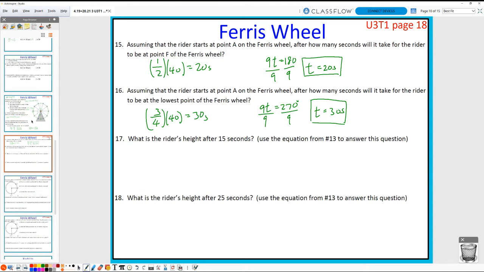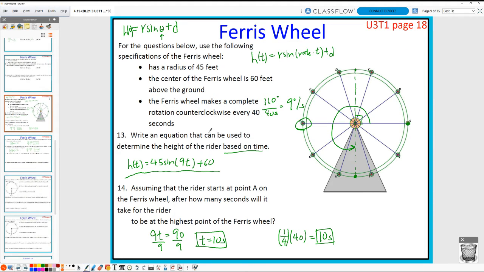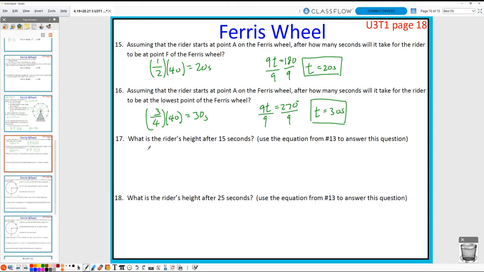For 17 and 18, all I'm doing is taking the equation that I had from 13, and because they tell me how much time has passed, all I have to do is substitute that number in. So h of t is equal to 45 sine 9t plus 60, I believe.